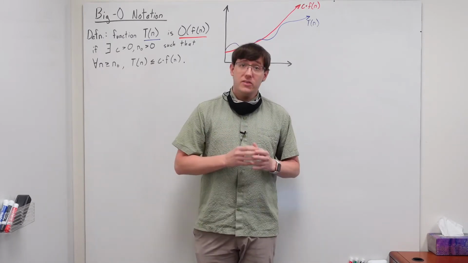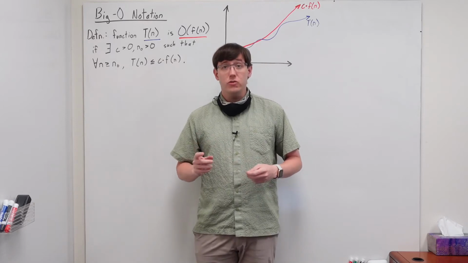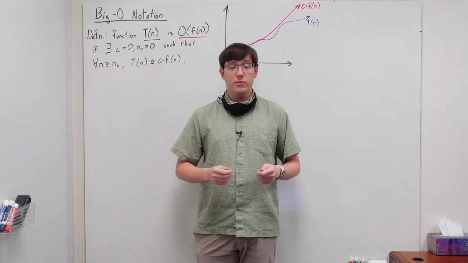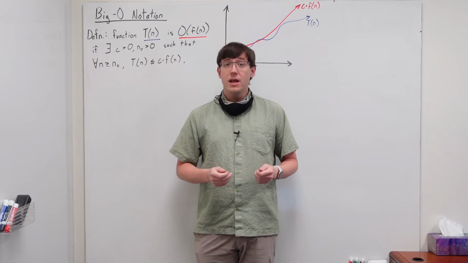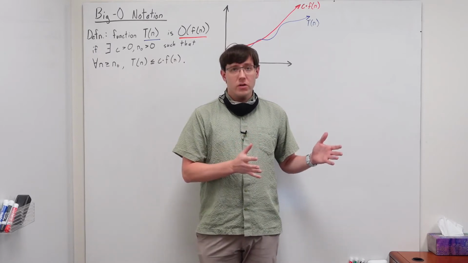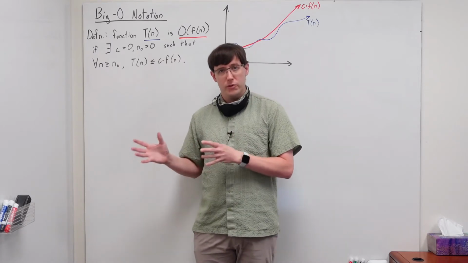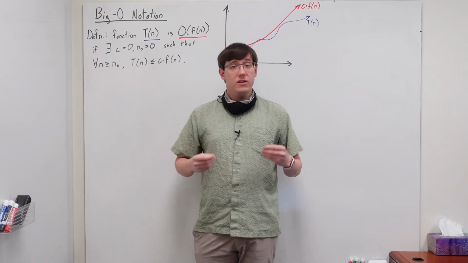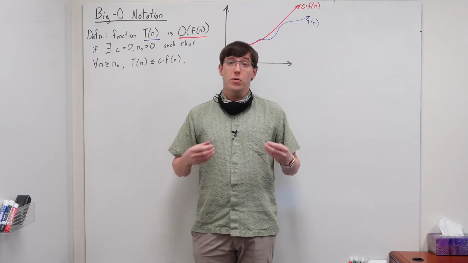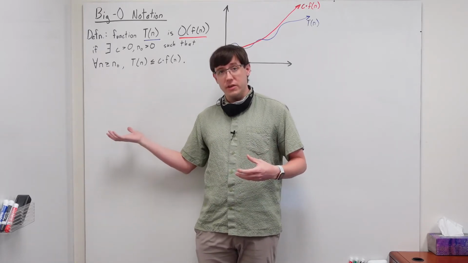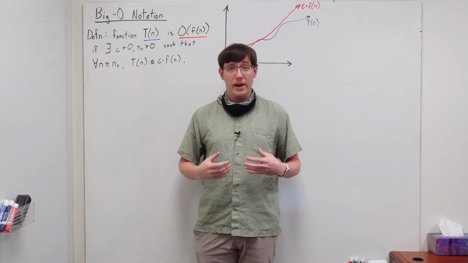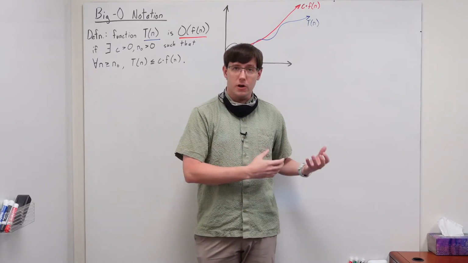So when we're analyzing an algorithm, step one is to come up with a function that describes the relationship between the size of an input to the algorithm and the algorithm's running time. And then step two is to perform big O analysis to understand the growth rate of that running time function.